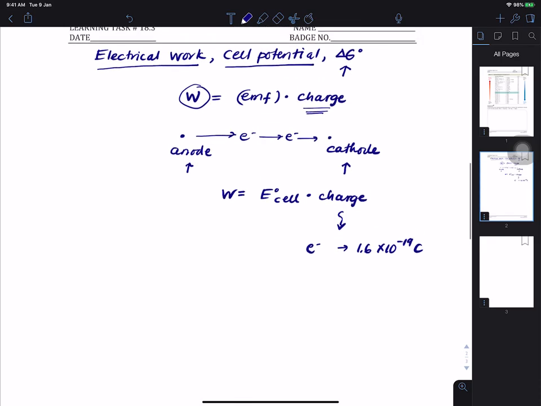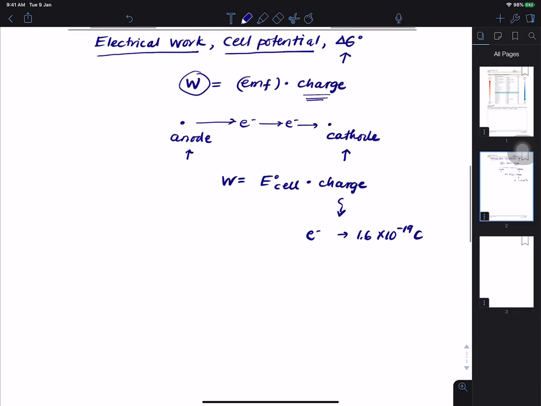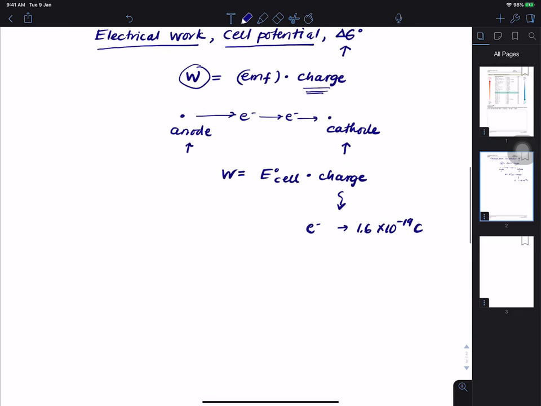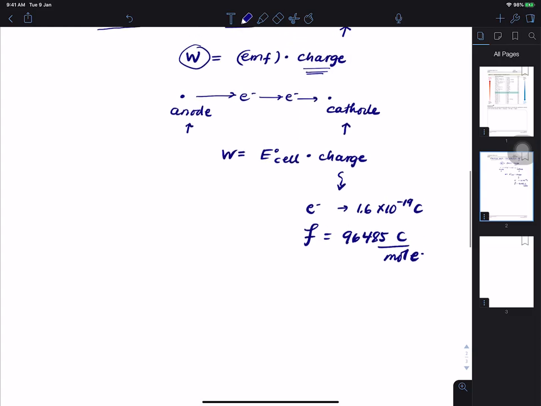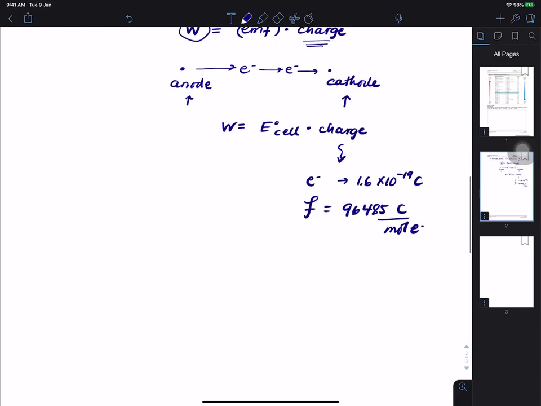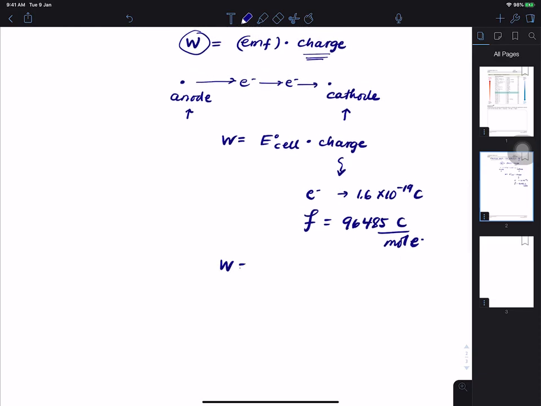And then since we're talking about moles now, we can convert that into a quantity that we can relate better. And Faraday's constant already gave that to us. That's 96,485 coulombs per mole of electrons. So we're not talking about a single electron here, but a mole of electrons. So it amounts to as much as 96,485 coulombs. Therefore, we arrive at an expression: work is equal to the E cell multiplied by N, which is the number of electrons, multiplied by the Faraday's constant.